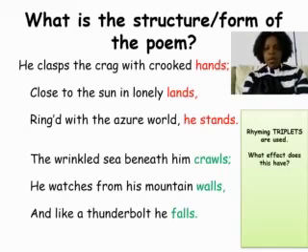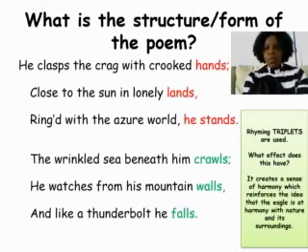What do you think the effect of using triplets would be? So what is the effect? It is going to be a sound effect initially. So when we look at it, he clasps the crag with crooked hands, close to the sun in lonely lands. It is really something that will resonate with you, will sink in because of the rhymes. Also, it is a structured form, so rhyming does help to structure any poem that you have as well. It does create a sense of harmony. You know, it flows, and we can hear it as we read the poem.